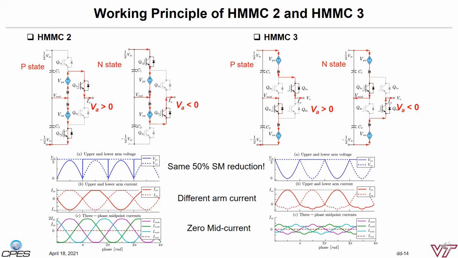An interesting point that I'd like to mention is that during half cycle, the arm current will be the same as the AC current for both types. The difference is that at the unity power factor in the HMMC2, the arm voltage and current will reach the maximum value at the same moment. All high voltage switches in HMMC2 and 3 operate at the line frequency, and the maximum arm voltage is half of that in the MMC solution.